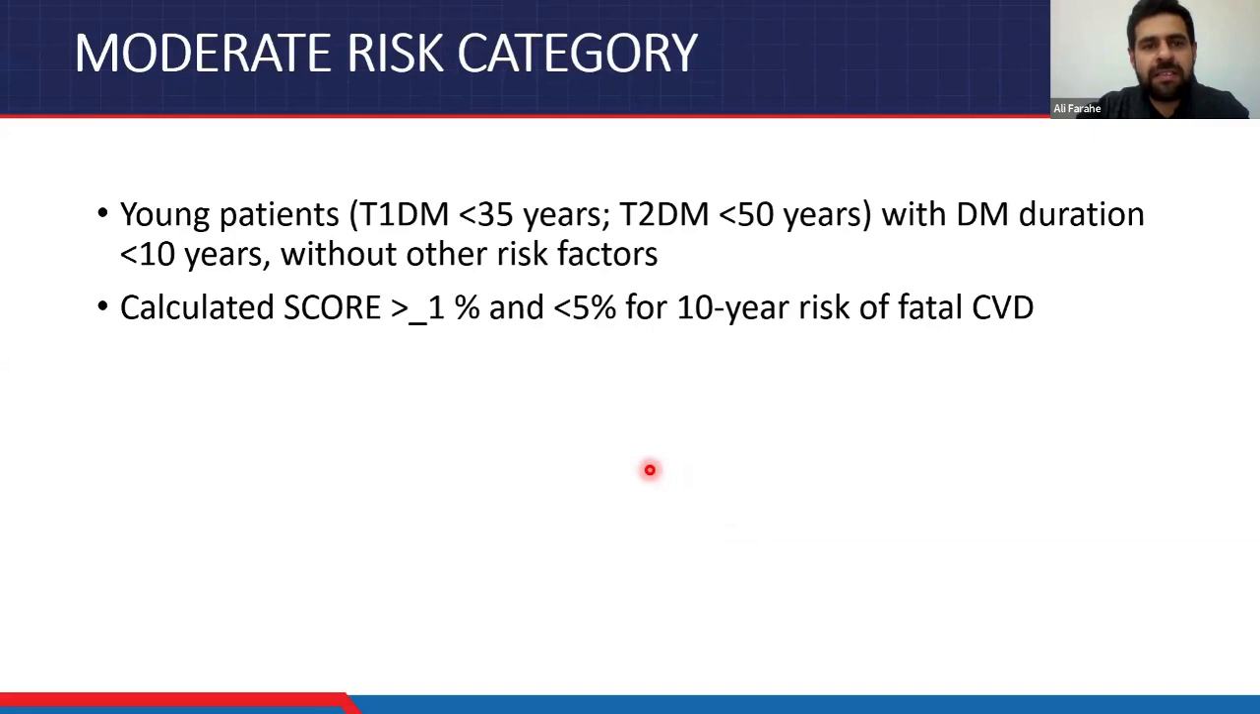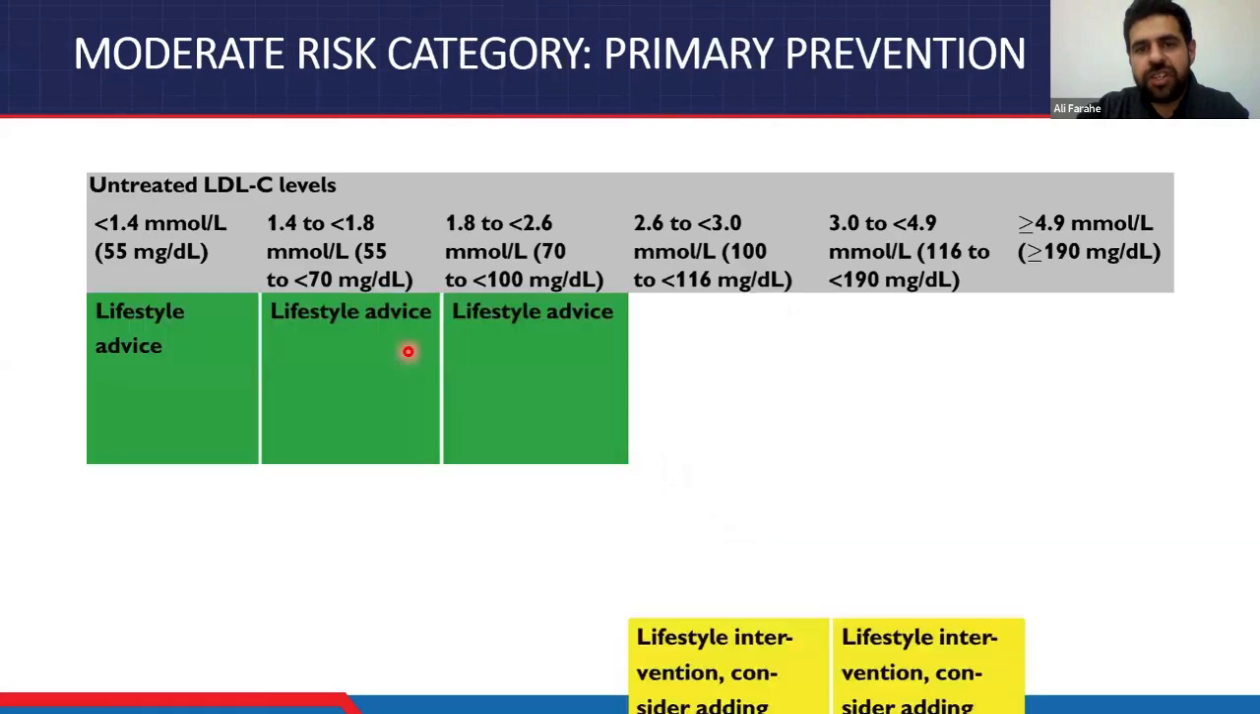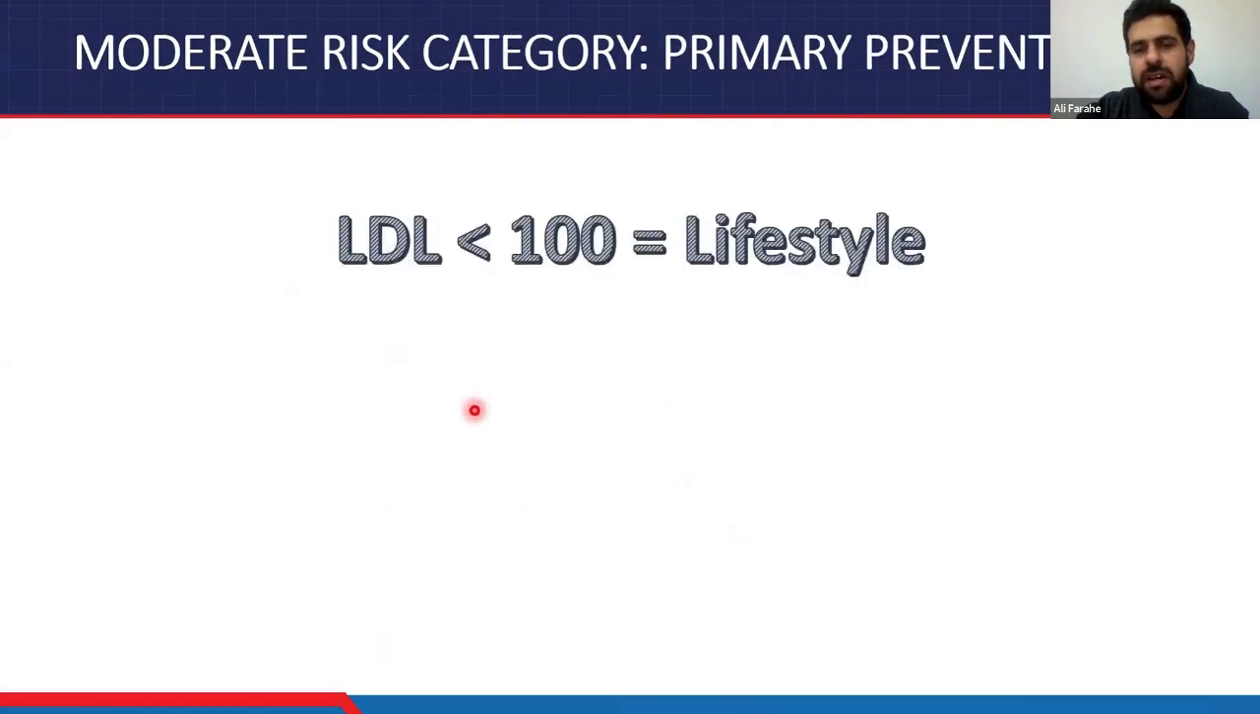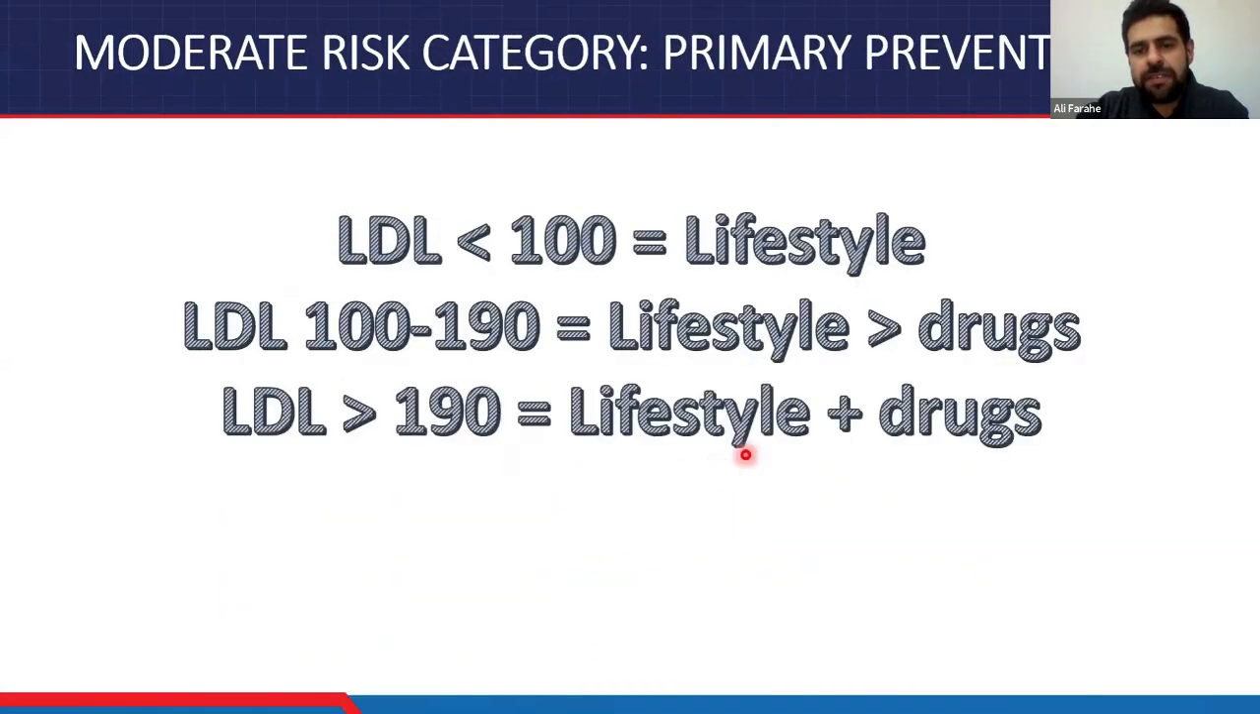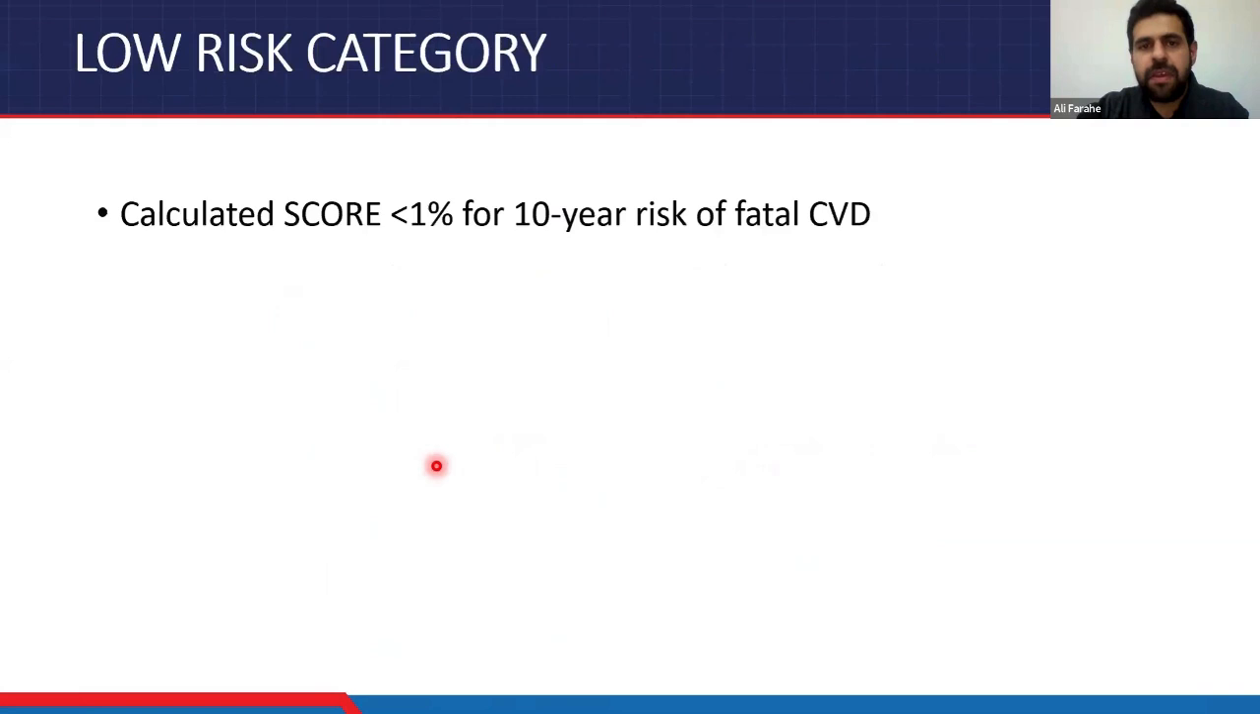This is the moderate risk category, which includes young patients with diabetes mellitus of less than 10-year duration and a calculated risk score of 1 to 5%. For these patients, upfront therapy with lifestyle intervention and drugs is started at an LDL level of 190.